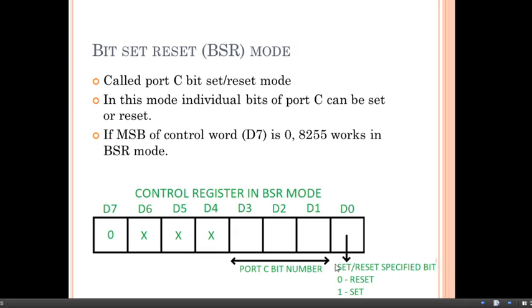Means the port C bit which is selected by D1, D2 and D3, that bit is either set or reset, that is indicated by this D0 bit. If this D0 bit is 0, that means that port C bit is reset, and when this D0 bit is equal to 1, that means that port C bit which is selected by these three bits is set. So this is our control word register in case of bit set reset mode.